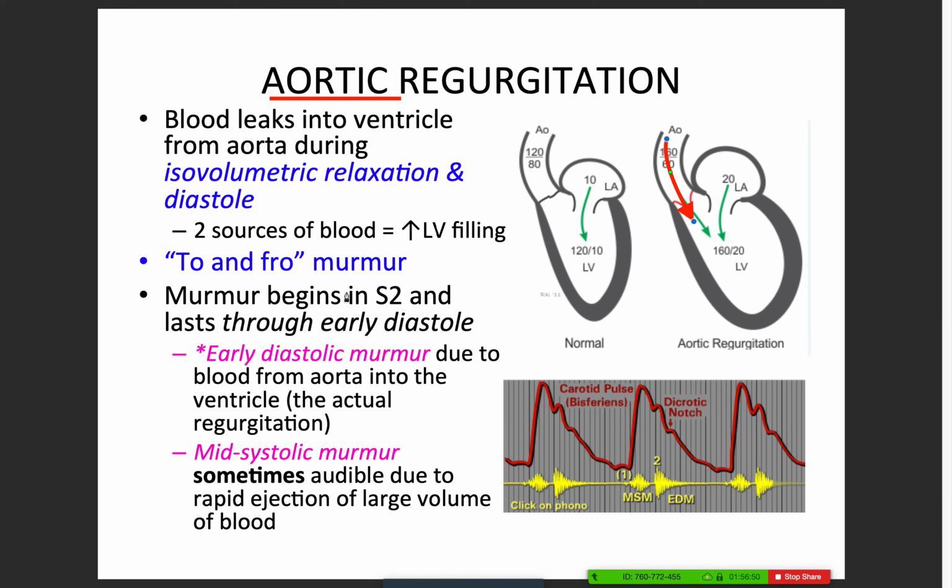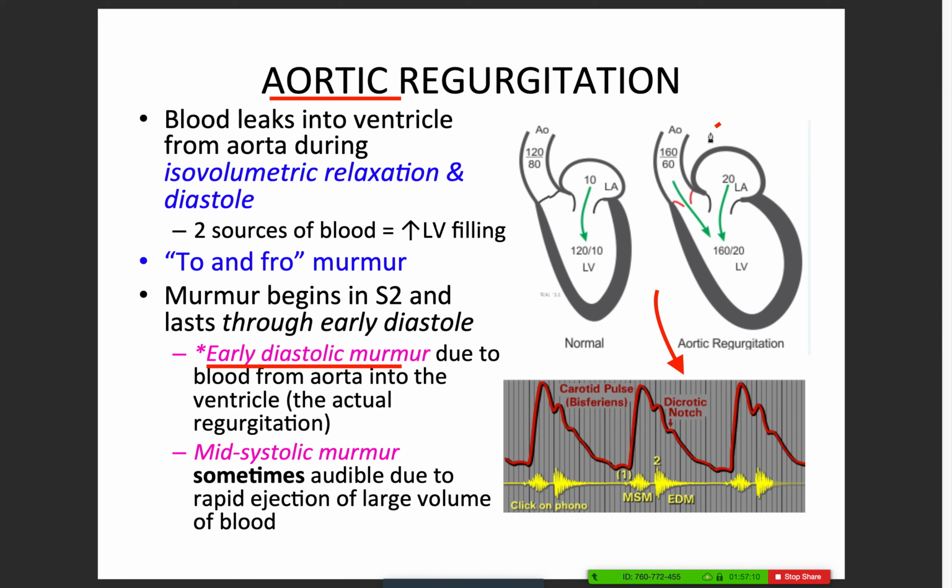And so here we get this early diastolic murmur. I told you how important this phrase is. Early diastolic murmur, 99% of the time they're talking about aortic regurg. Okay, if you see those three words together, please start looking for aortic regurg.